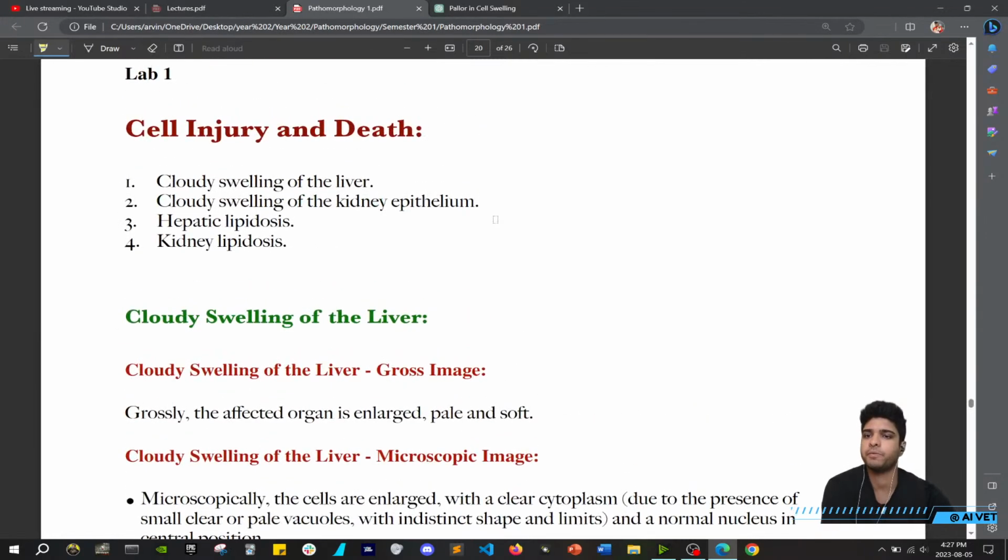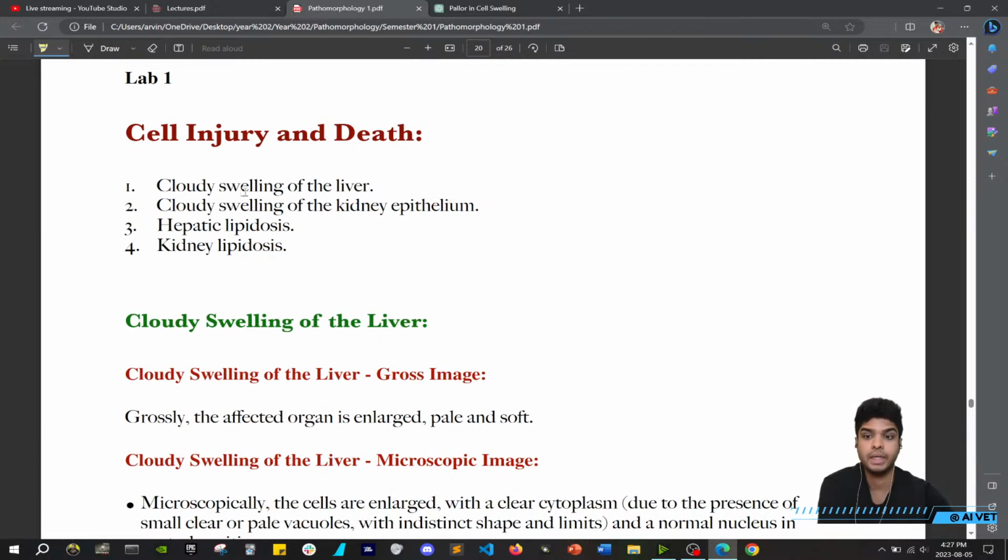So we have to continue from lab 1, I guess. Cell injury and death, cloudy liver. There are a couple of things we have to study, some things about liver and kidney. So cloudy swelling of both of them, and then hepatic lipidosis, and then kidney lipidosis. Okay.